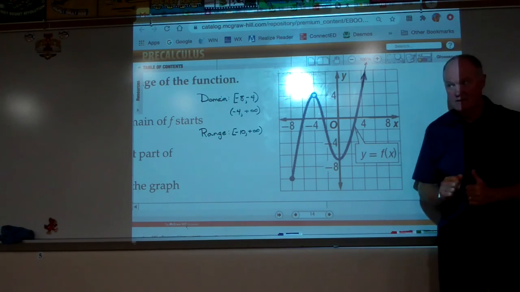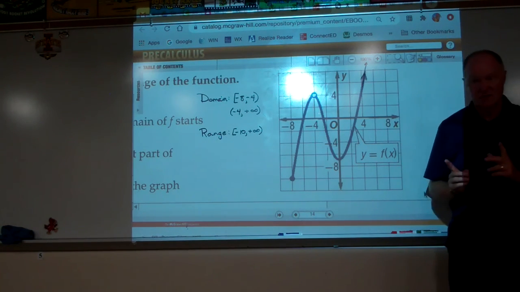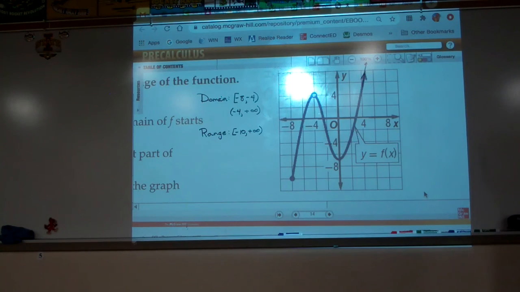Now I'm going to head to the green sheet, and we're going to do the green sheet stuff for all 6 functions. So grab your green sheet, and we're going to write a couple things down for domain and range on it.